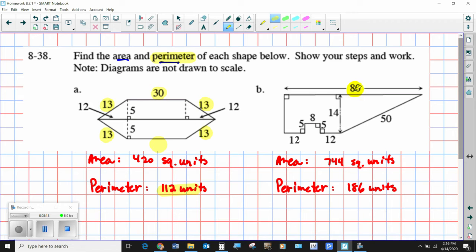Here, you know this is 80, you know that's 50, you know this is 12, this is 5, this is 8, this is 5, this is 12. Since this is 14, that makes this 14. And so you add all those together and you get 186. All right, now for the areas. The area is really the part of this that's pretty complicated.